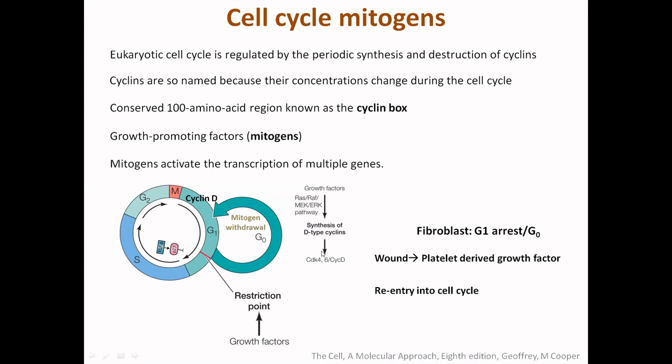Like these mitogens, there are anti-mitogens, like TGF-beta. TGF-beta activates p27, which inhibits the late G1 phase. So TGF-beta is an anti-mitogen.